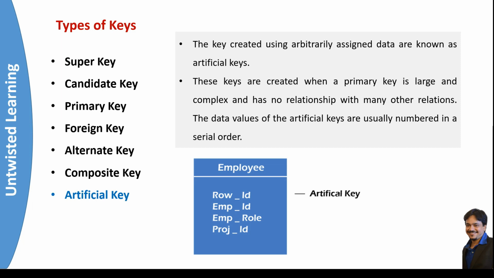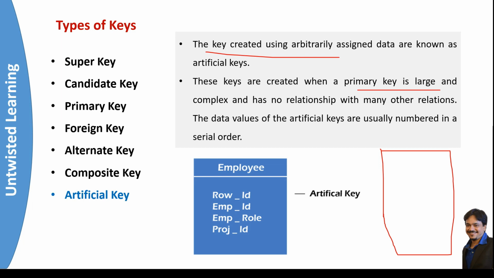And lastly, the artificial key. The key created using arbitrarily assigned data are known as artificial keys. Sometimes what happens, your database is very, very huge, right? So these keys are created when the primary key is large and complex and has no relationship with many other relations. Data values of the artificial key are usually numbered in serial order. For example, if it is not possible to define any primary key for that data, simply an artificial key is added, for example, your row ID or record number, or let's say simply a serial number. That could serve as artificial key.